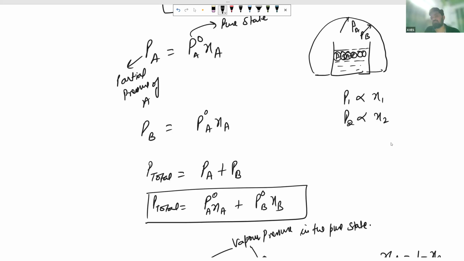Now, if I ask you, for example, this is some particular container, container A, and it is exerting some pressure. It is a closed container.